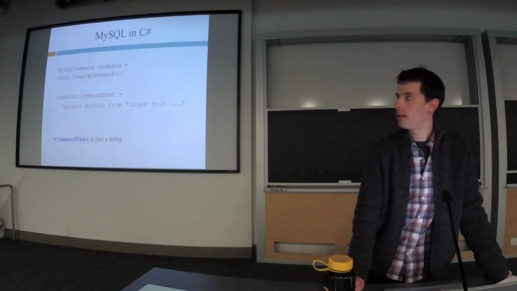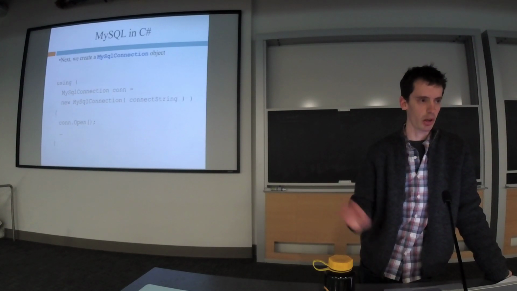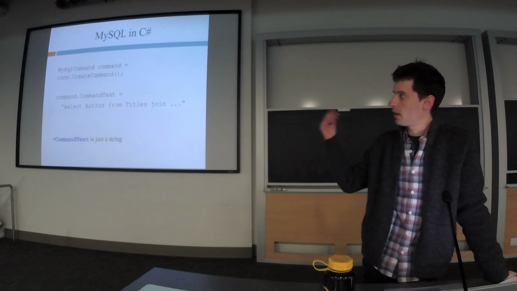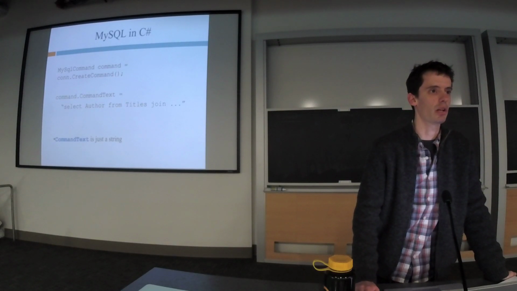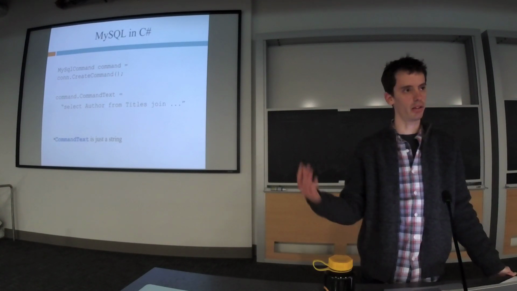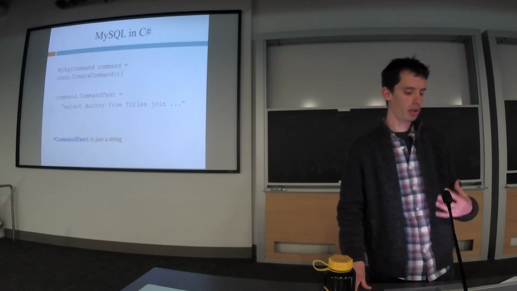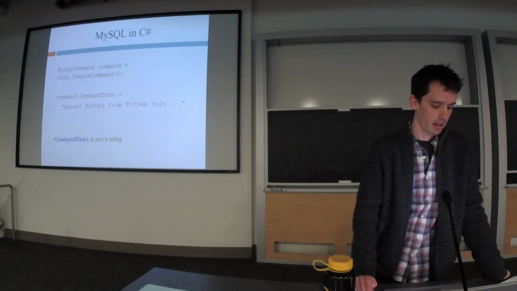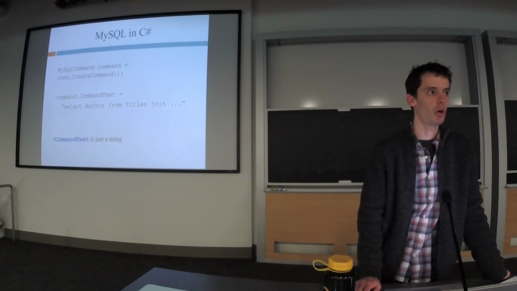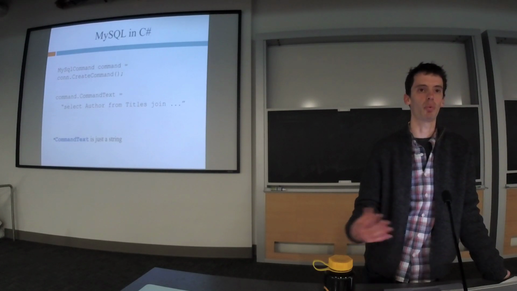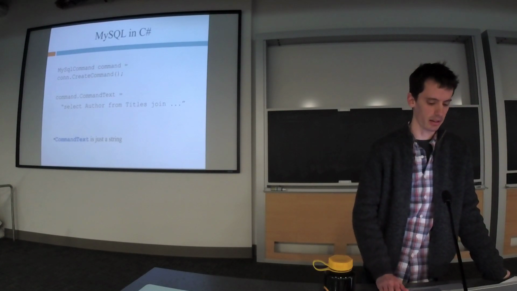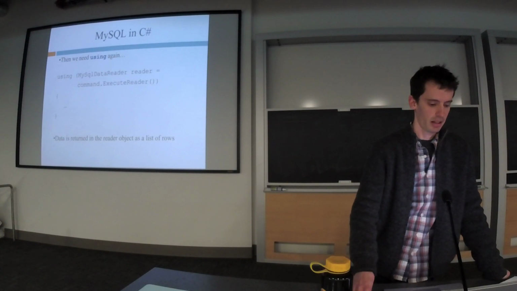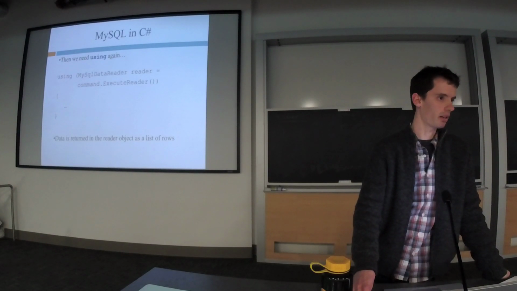So after opening the connection inside the using block, we basically just put in the exact SQL text of the query, something like select author from titles join whatever, and put that into this property of a MySQL command. So there's no magic here to make the SQL statement work in C#. It's exactly SQL syntax. Then you execute the command using a MySQL data reader, which is also disposable.